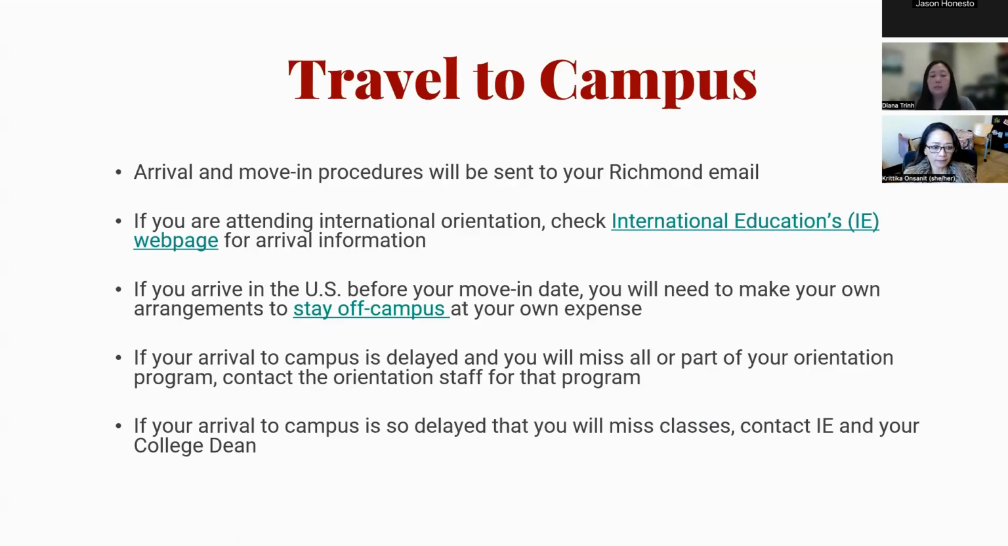Please realize that if you arrive in the US before your move-in date to campus, you'll need to make your own arrangements to stay off campus, and that would be at your own expense. And we have a link to several hotels that are very close to campus, and some of them provide a hotel shuttle to campus.